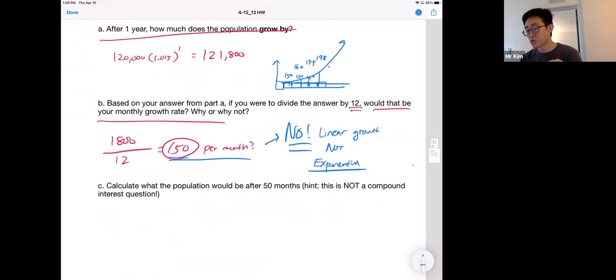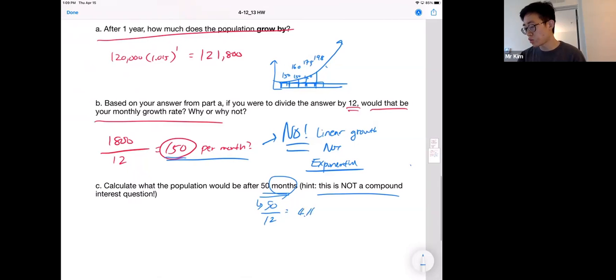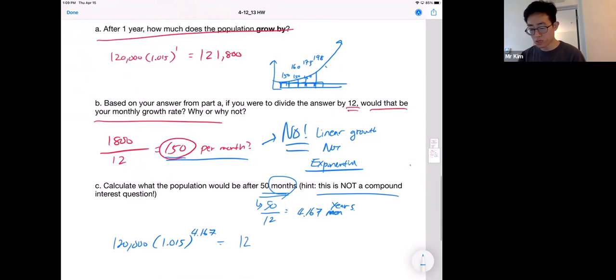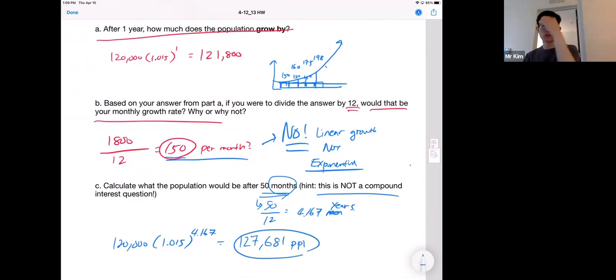And calculate what the population would be after 50 months. Now, I gave you a hint that this is not a compound interest rate question. I know I gave you months, but all you really have to do is convert that into years, which means I have to just divide that by 12. 50 divided by 12 is 4.167 months. Oh, I'm sorry, 4.167 years. So I'm going to just plug that into the calculator: 1.015 raised to the power of 4.167, and you get 127,681 people as my population.